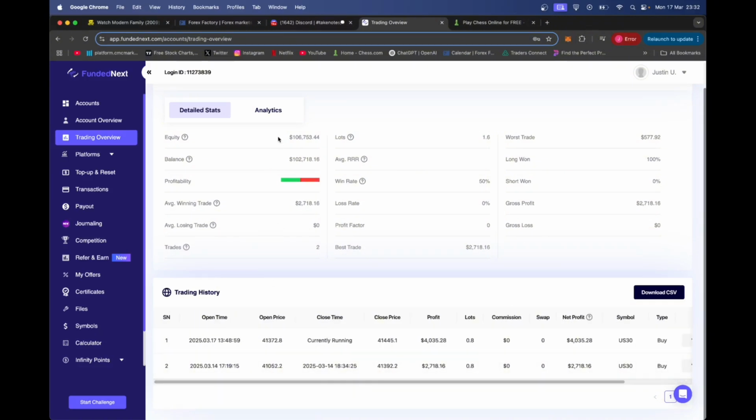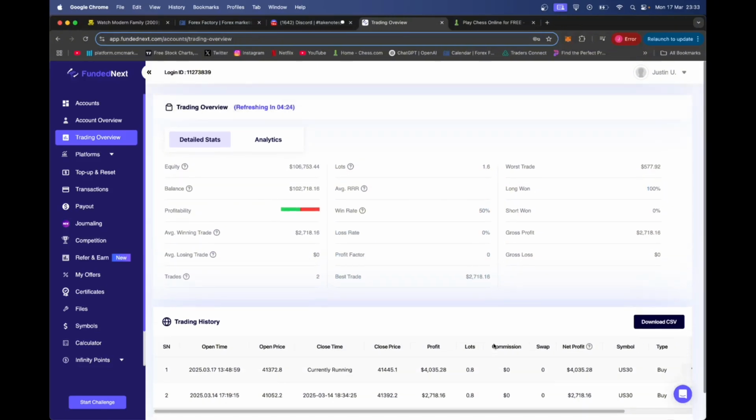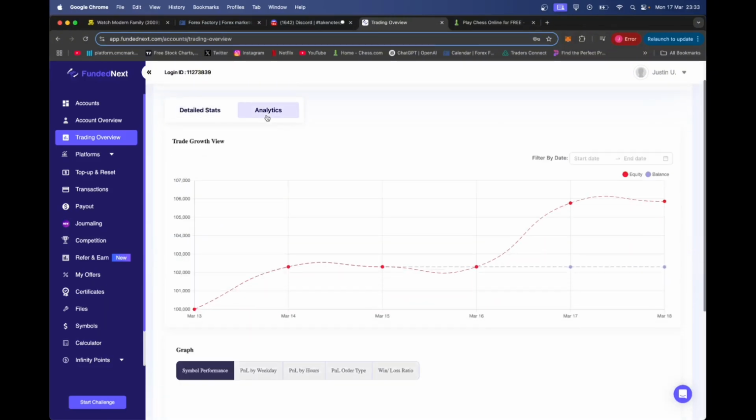So yeah, this is the equity for the account. 50% win rate, because this trade's still running. So 100% win rate in total. I've only taken 2 trades, and yeah, it's a steady straight up appreciation on the equity curve.